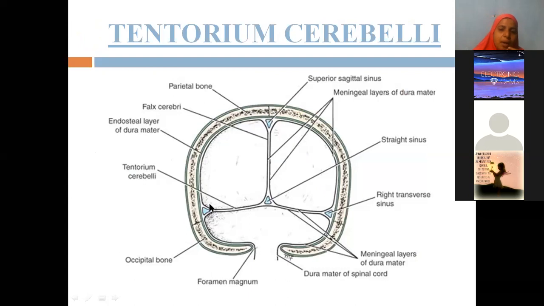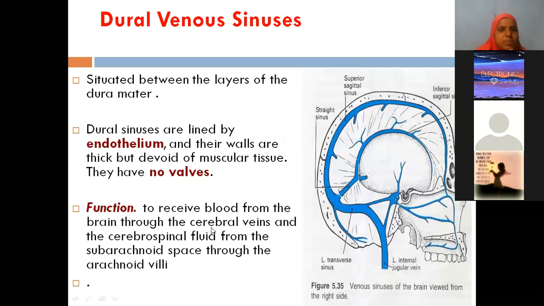Then if you consider the posterior cranial fossa, that will be deep. There, at the petrous part of the temporal bone, you will have the attachment of the tentorium cerebelli. Above the tent, we have the occipital lobes. Below the tent, we have the cerebellum. Like that, you can remember. Of course, much better pictures will be there, I will show you. So two folds of dura are shown here: one is the falx cerebri and the other is the tentorium cerebelli.